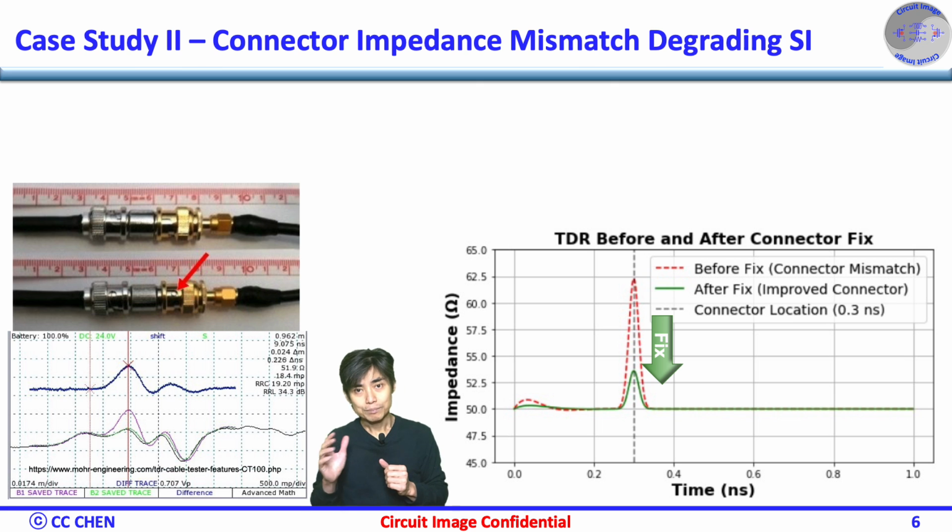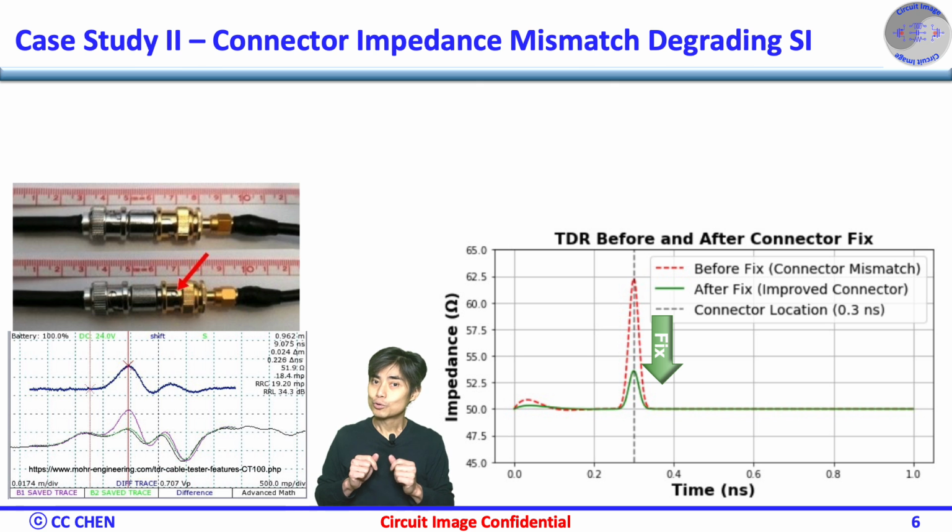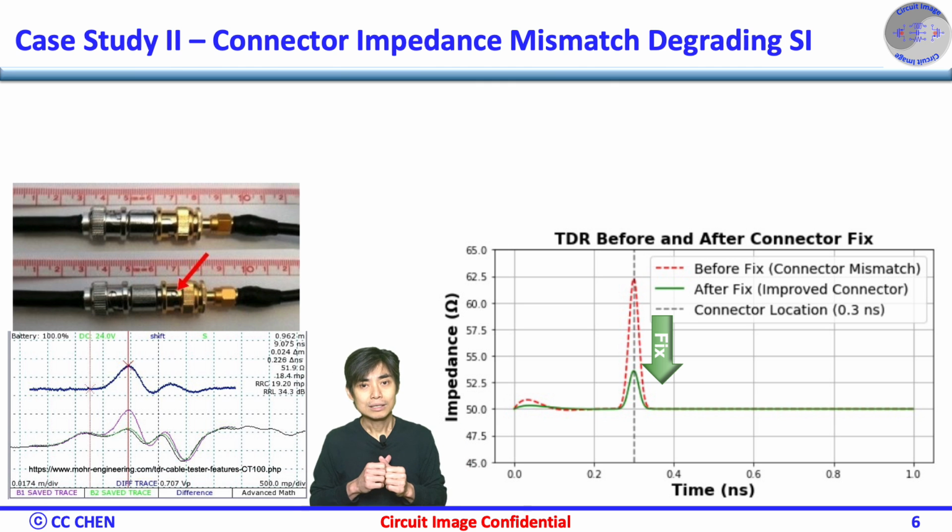A connector impedance mismatch. The connector's impedance differs slightly from the transmission line, causing a reflection right at the interface. This reflection interacts with the main signal, leading to distortion, jitter, and eye closure.